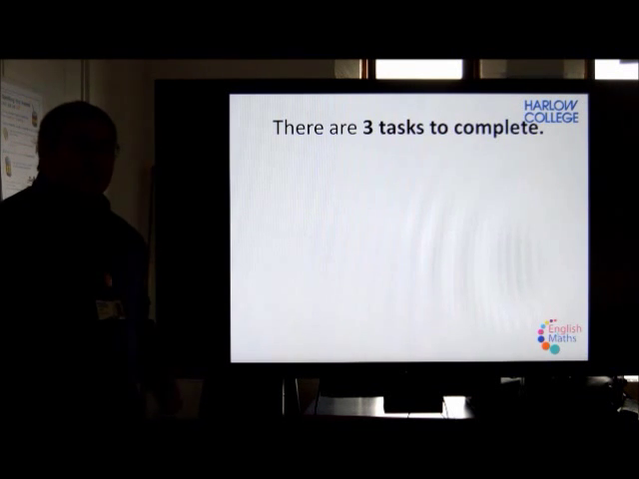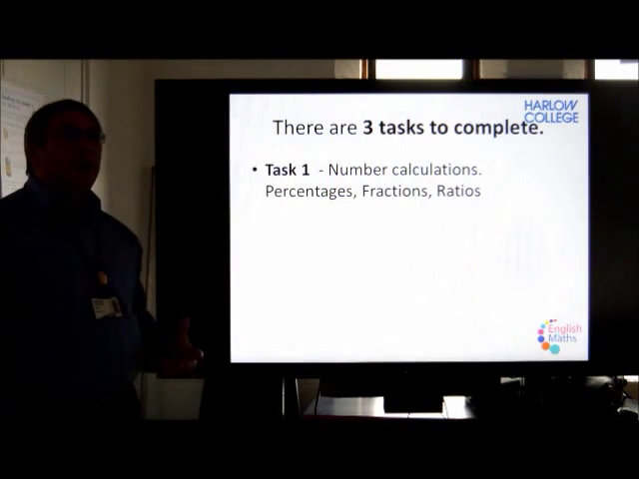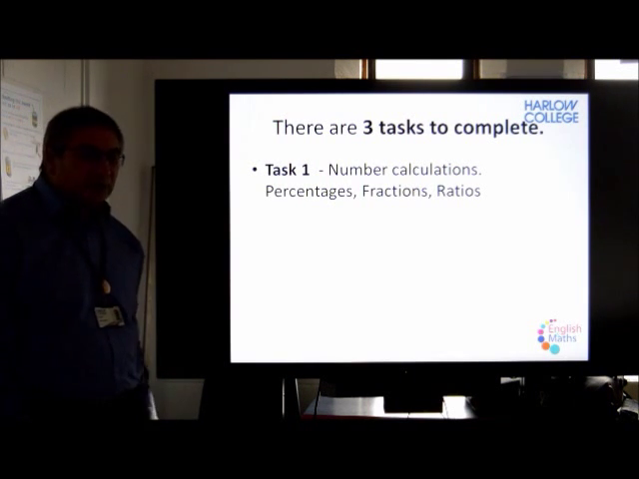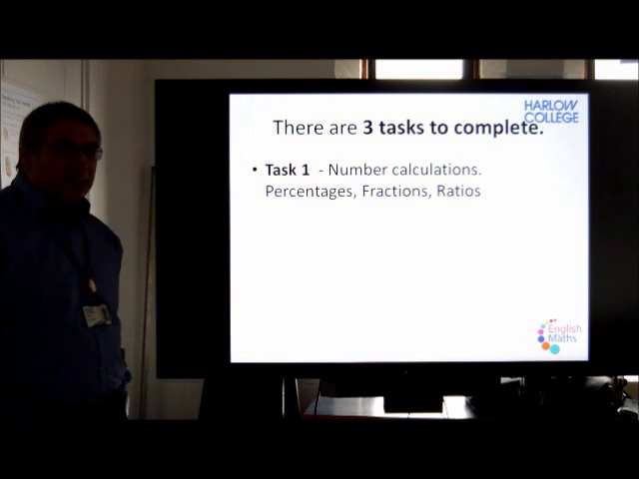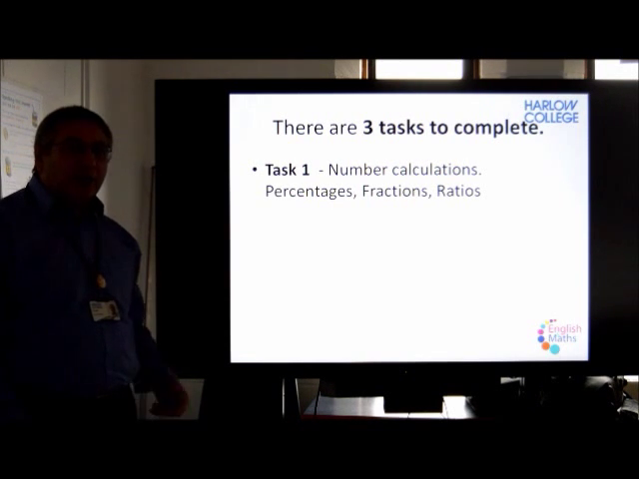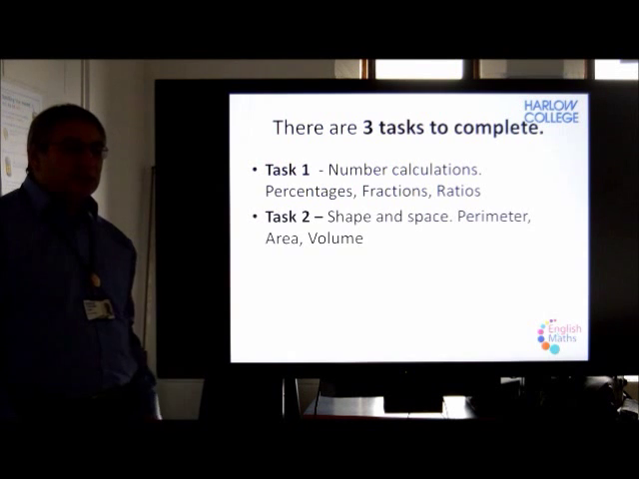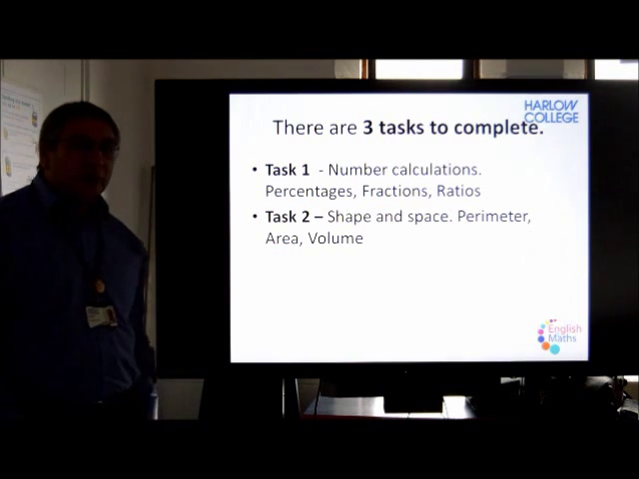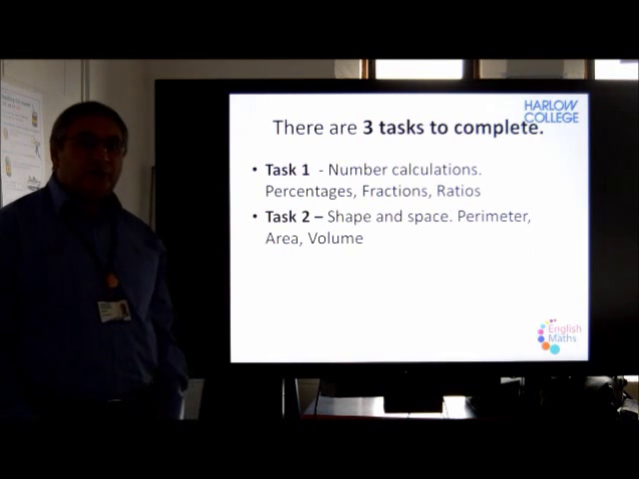First of all, just to clarify that within the Functional Skills Maths test, there are basically 3 tasks to complete. Task 1 will include number calculations, which will cover percentages, fractions, ratios, multiplication, division, typical basic number crunching that we need to be aware of and apply to given situations. The second task will be concerning shape and space, where we will need to work out perimeter, area and volume of various shapes and apply those to everyday situations given in the exam.